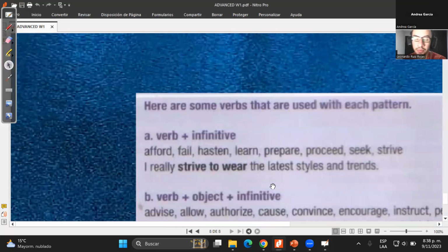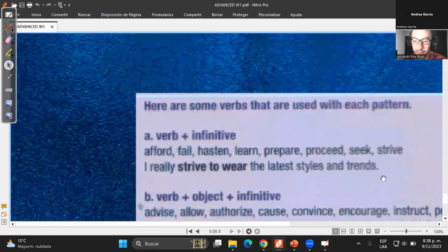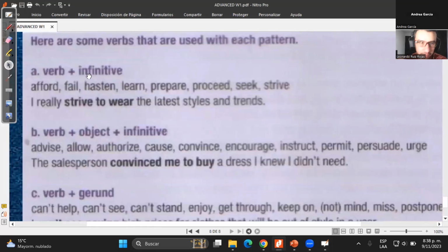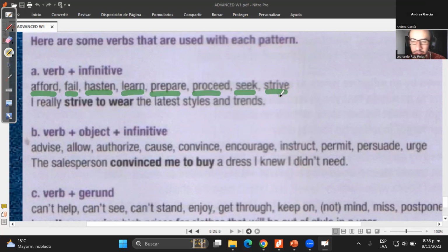So let's check some of the examples that we have in every single pattern. In the first pattern, normal, verb plus infinitive, I have these verbs. Afford, it means pagar por. Fail, fallar. Hasten, it means like luchar por algo, right? Learn, aprender. Prepare, proceed, seek, and strive, which is also like buscar something, right? So in that case, I don't have an object, no? These verbs are intransitive, so they don't require an object.